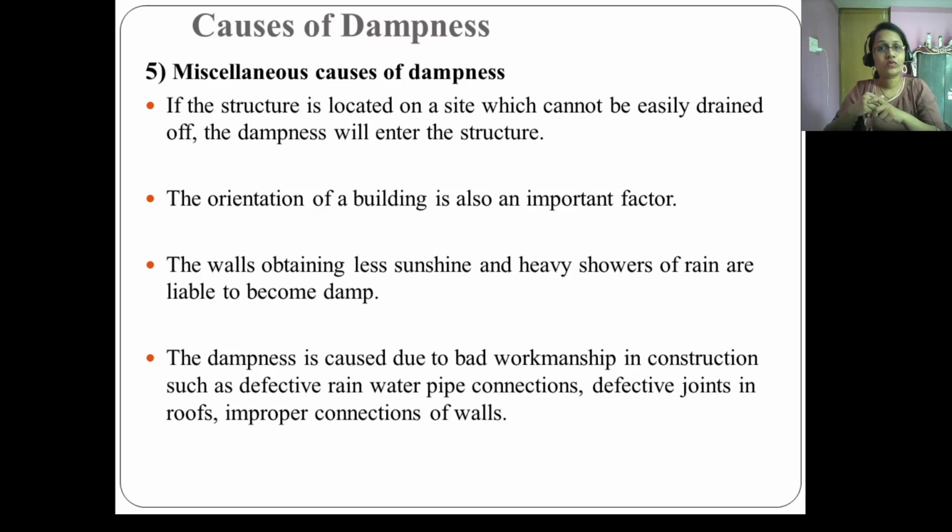If the structure is located on a site which cannot be easily drained off, the dampness will enter the structure. The orientation of a building is also an important factor. The walls obtaining, as I told, less sunshine and heavy showers of rain are liable to become damp. Dampness is also caused due to bad workmanship in construction, such as defective rainwater pipe connections, defective joints in the roofs and improper connections of the walls.